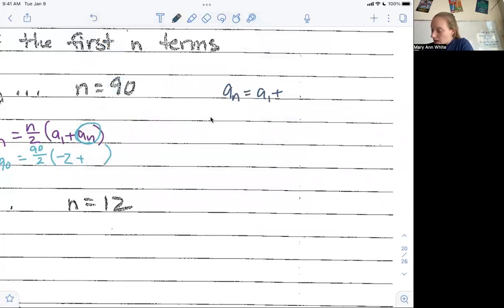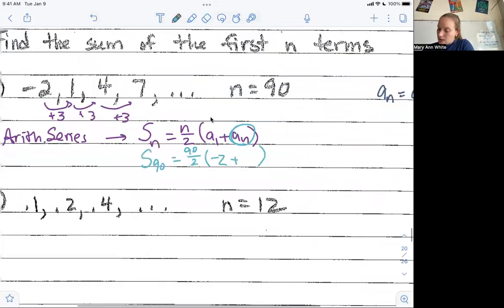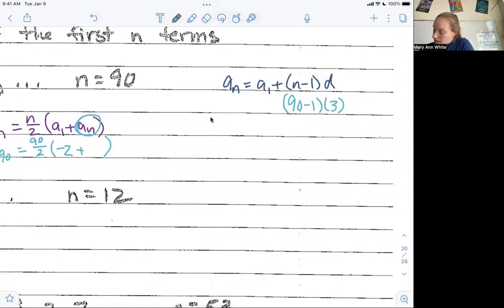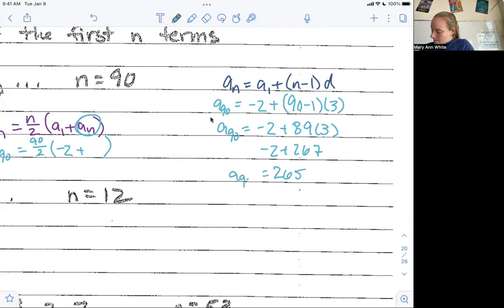A sub n equals a sub 1 plus n minus 1 times d. So I can use 90 as my n. We know what my d is. It's 3. And I know my a sub 1 is -2. And I want to find my 90th term because that number needs to go right there. -2 plus 89 times 3. 89 times 3 is 267, and then plus -2 is going to be 265. So 265 goes right there.